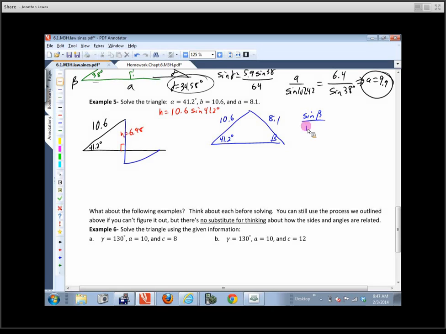Sine of beta over 10.6 should be equal to 8.1 over the sine of 41.2. Times both sides by 10.6. Oops, I've got that backwards, don't I? Got that upside down. Sine of 41.2 over 8.1.